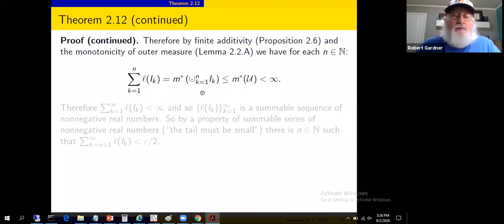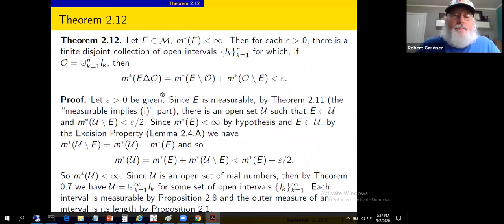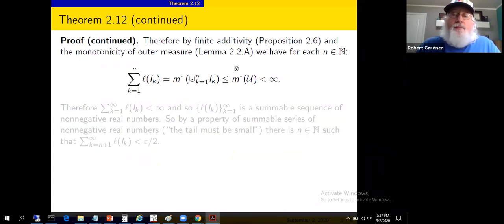Oops, what have we done here? Excuse me. Countable union. Okay, next. Okay, finite additivity and monotonicity. Okay, so I wonder where this inequality came from, monotonicity.